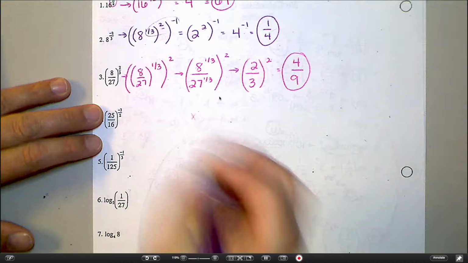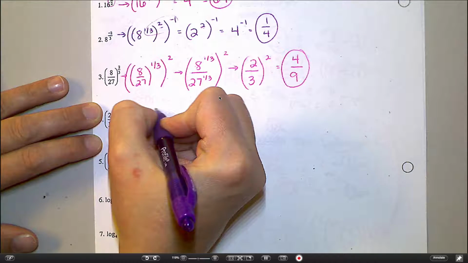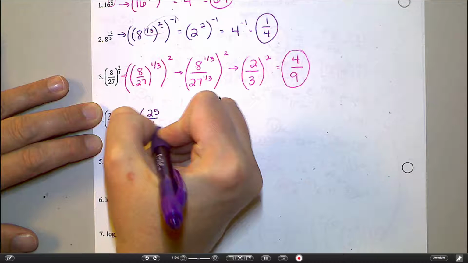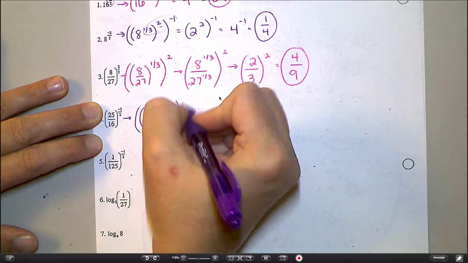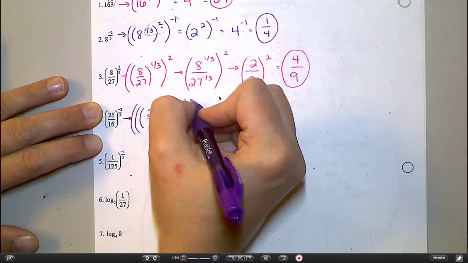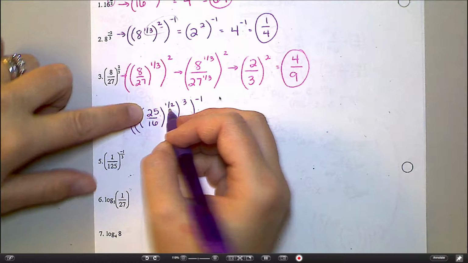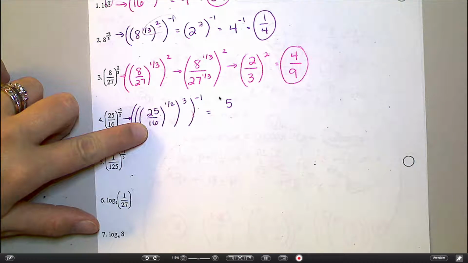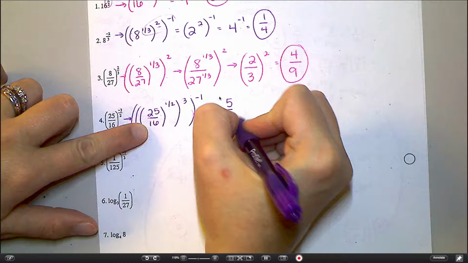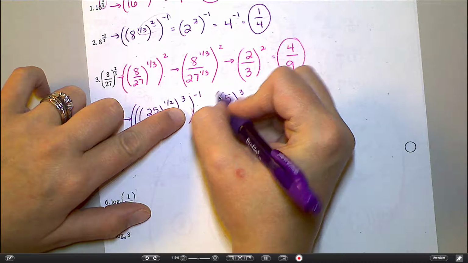So then for that next one, I would make this 25 over 16 to the 1/2, and then to the 3rd, and then to the negative 1 power. Okay, so separate out all of those pieces. 25 to the 1/2 is equal to 5. Remember, that's really doing a square root. And then 16 to the 1/2 is equal to 4. And then I've got that to the power of 3, and then to the power of negative 1.